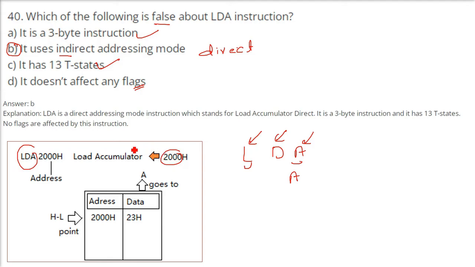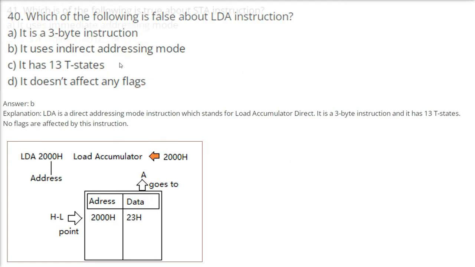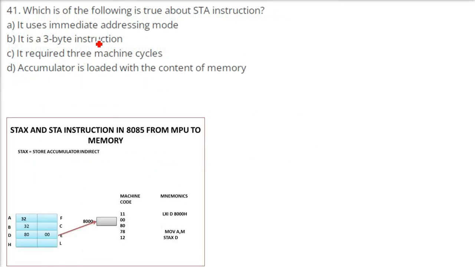Load accumulator direct means you are loading the accumulator directly. Wherever this address is pointing, the data at this address will be loaded to the accumulator.